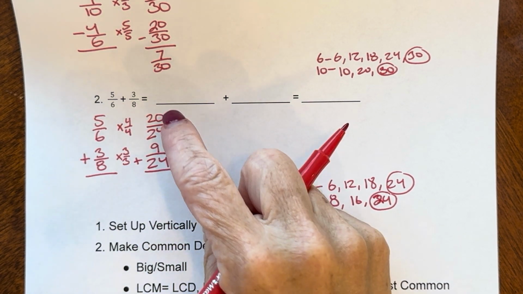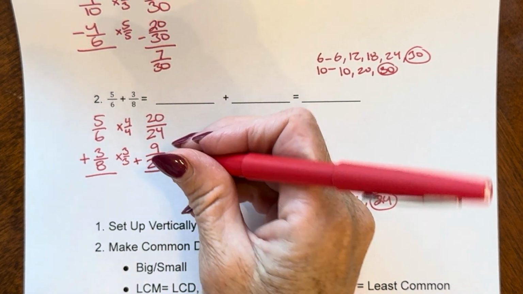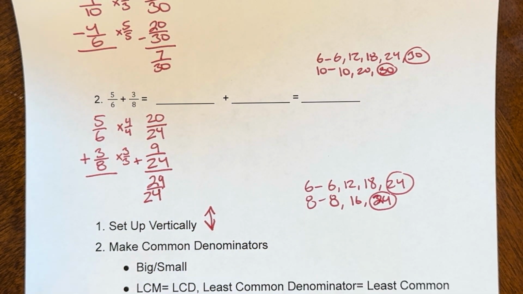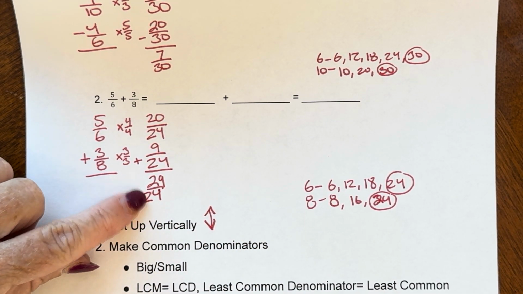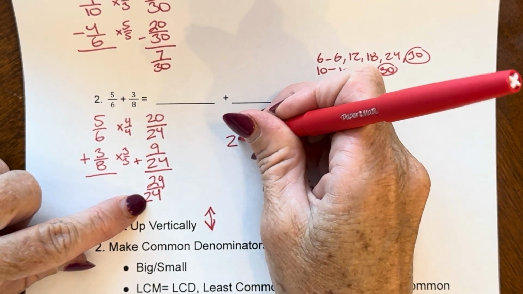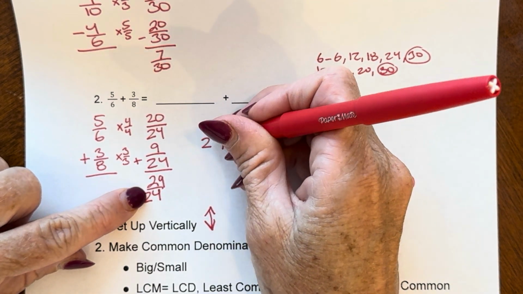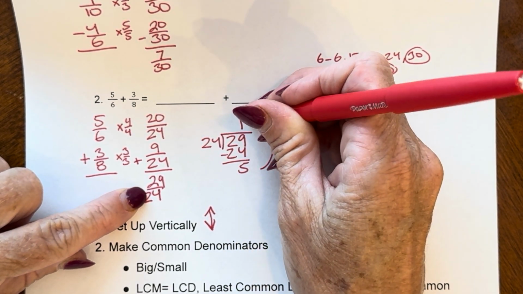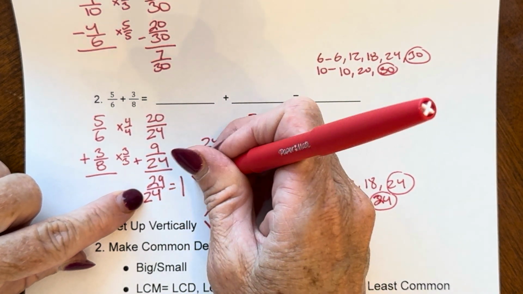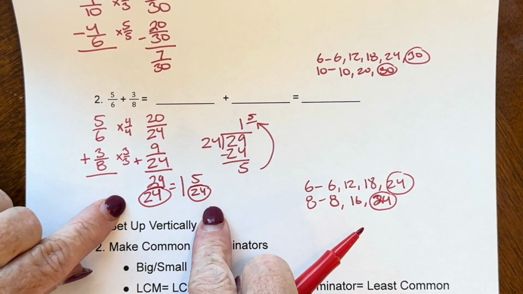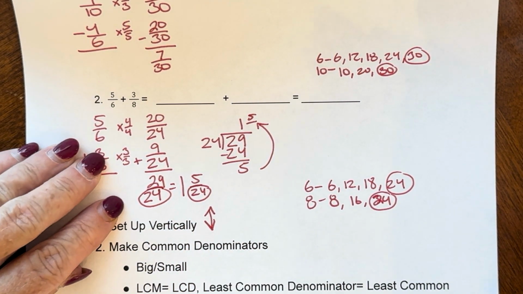Okay, so step 3 is let's add now. 20 plus 9 is 29/24. And because this is a fraction that's greater than 1, I want to make it a fraction that's less than 1. I want to make it proper. So 29/24 is the same as 29 divided by 24, which gives me 1 and 5/24, because my denominators need to stay the same. And that cannot be simplified, so that is my answer.